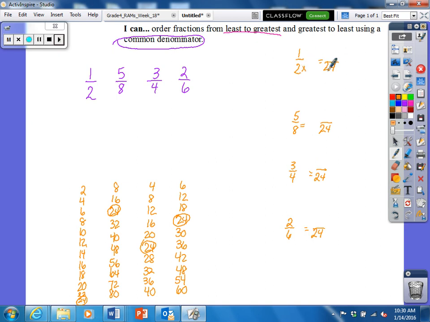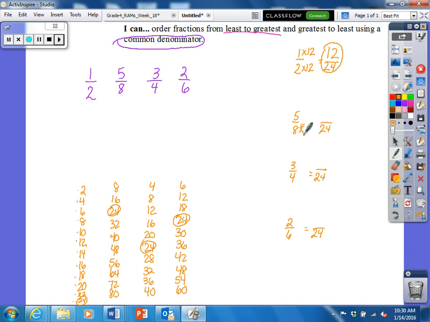So let's go back up to our 2. 2 times what equals 24, so we just count down our list. 1, 2, 3, 4, 5, 6, 7, 8, 9, 10, 11, 12. So 2 times 12 equals 24. So we take the numerator times the same number. 1 times 12 is 12. So that's my first fraction that I've figured out my equivalent fraction for.